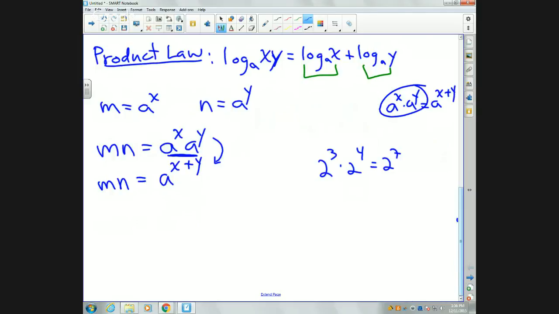And I've chosen them this way so that we can go through this process, and I can just show you where these x's and y's come from up here in the logs, and where all those little bits and pieces come from. So I'm going to take the log. Remember, we're trying to show why this statement here is true, the one about the log product law, but I don't have any logs in this question. So I'm going to introduce some logs.